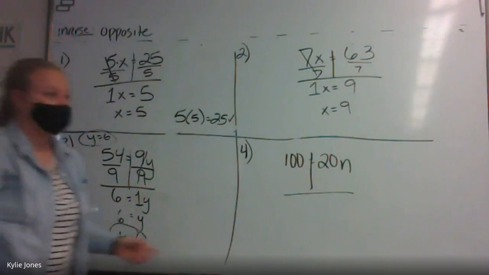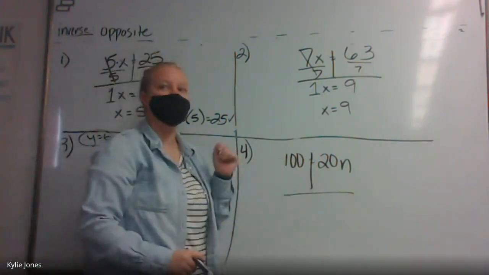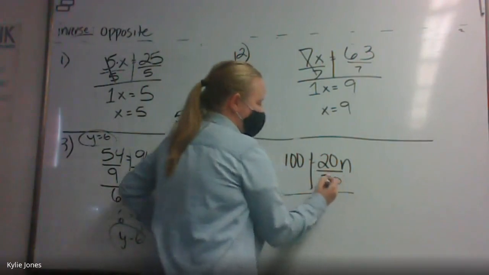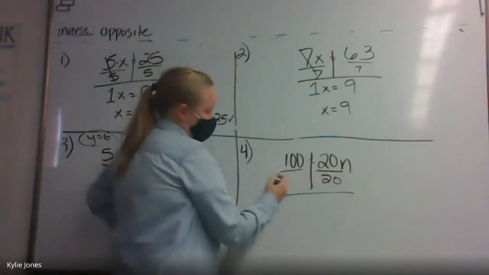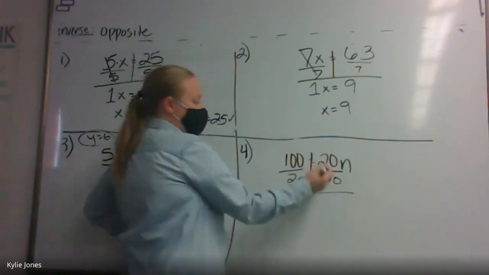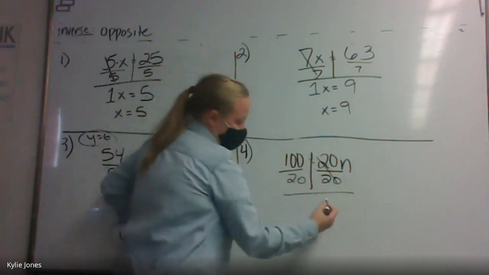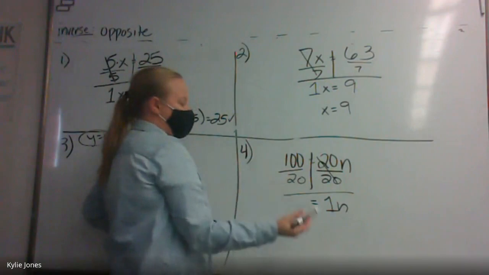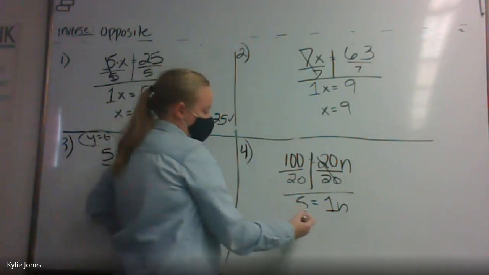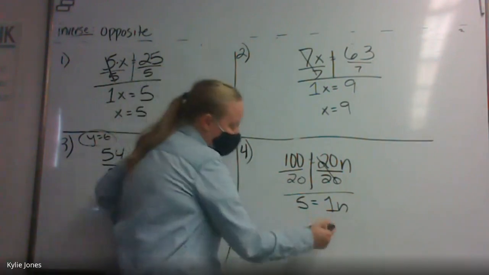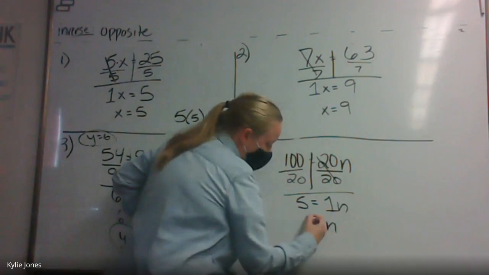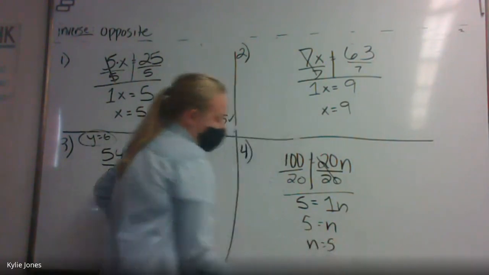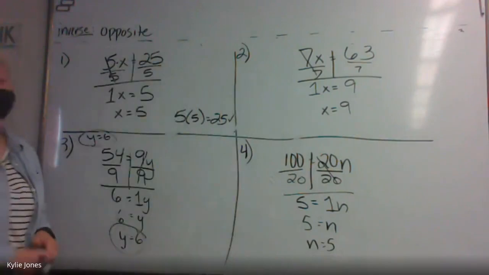And our last one. What do I need to do here? Divide by 20. Just on one side? Both sides. Good. What is 20 divided by 20? 1 and equals, what's 100 divided by 20? Good, it's going to be 5. And again, you can drop the 1, n equals 5, or you can flip it around and get 5 equals n. All 3 of those would be correct.